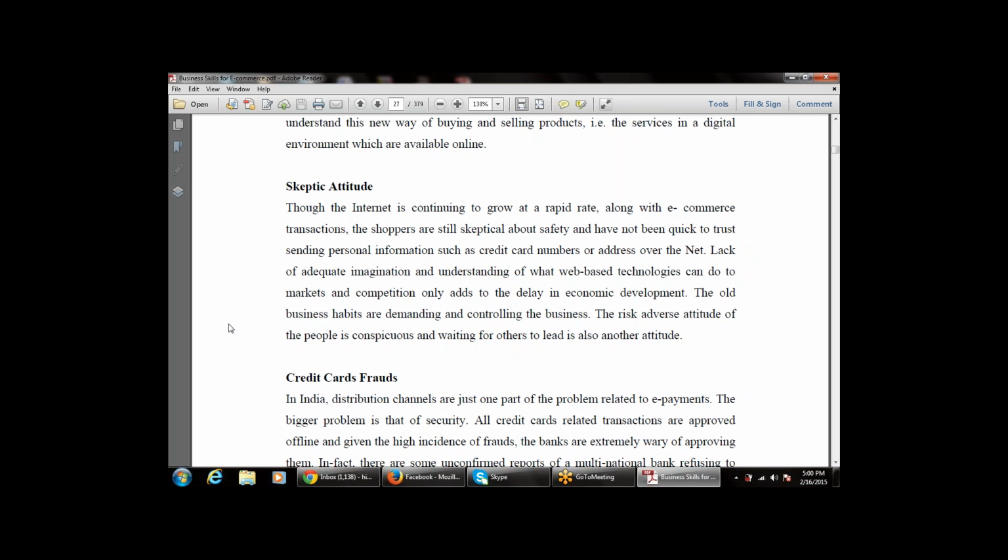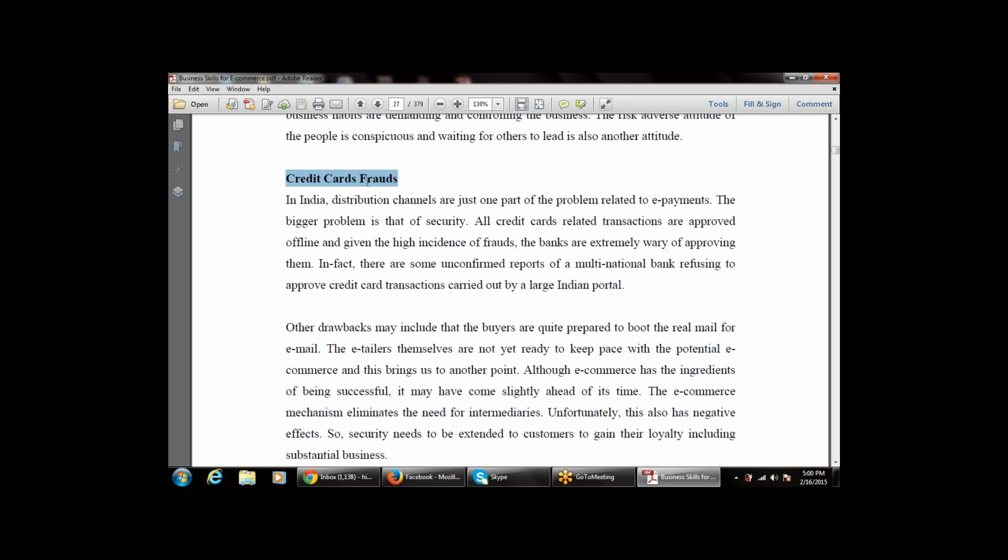Now, the next is credit card frauds. In India, distribution channels are just one of the problems related to e-payments. That is, there are distribution channels that also make e-commerce transactions successful, but they are just one part of the problem related to e-payments. The bigger problem is that of security. That is, there is a lack of security in e-commerce. So this is one of the major limitations. Security is one of the crucial issues.